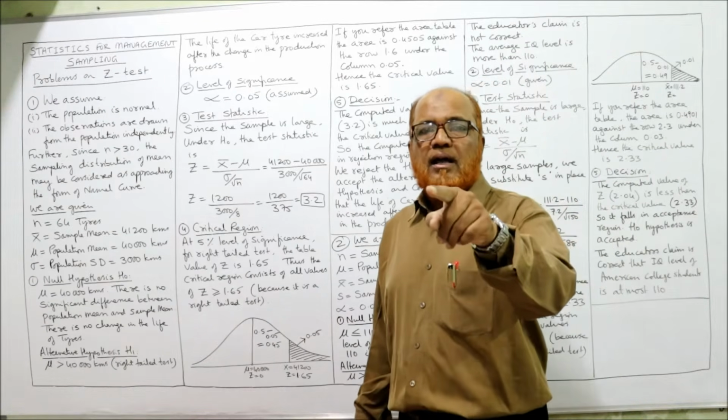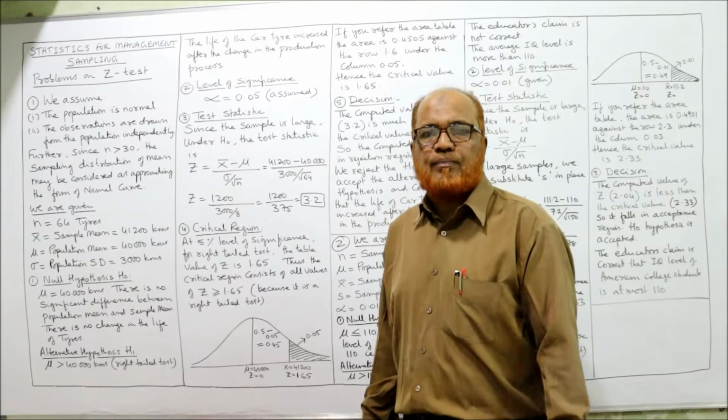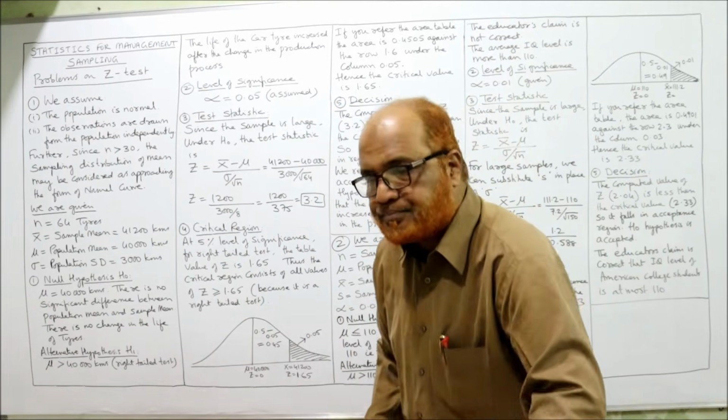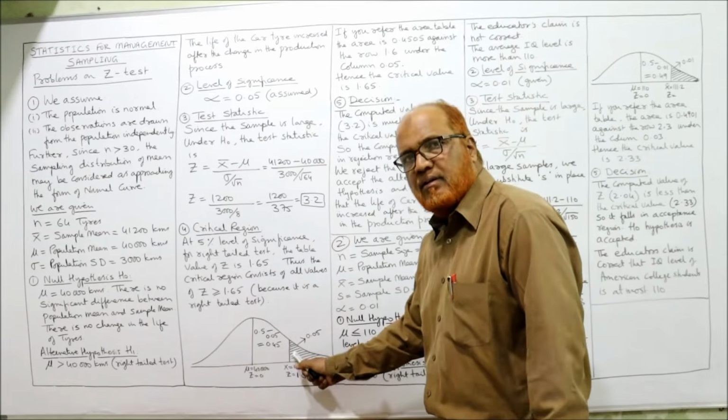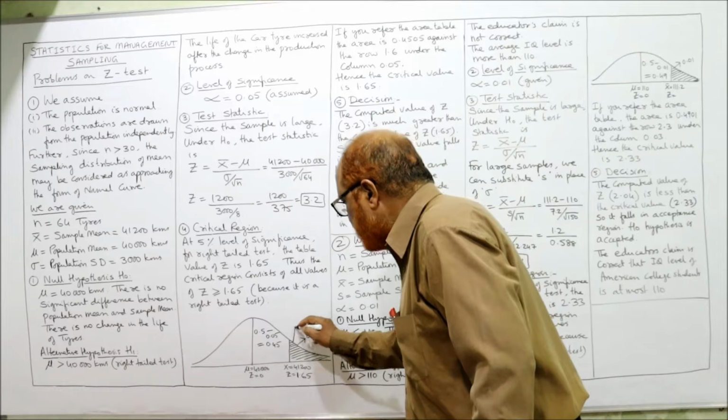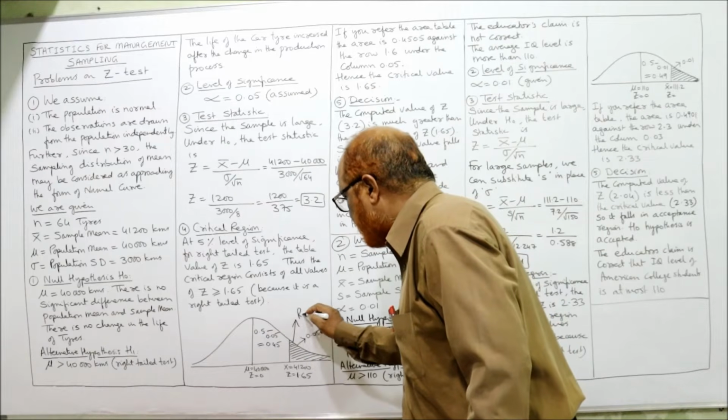Remember, critical region means rejection region, and non-critical region means acceptance region. I have drawn a curve here. This is a shaded area. This shaded area is called the rejection region.